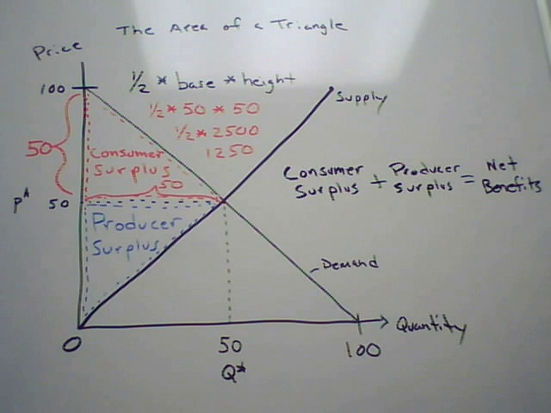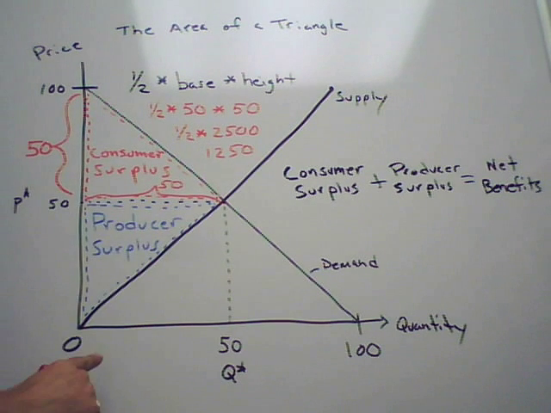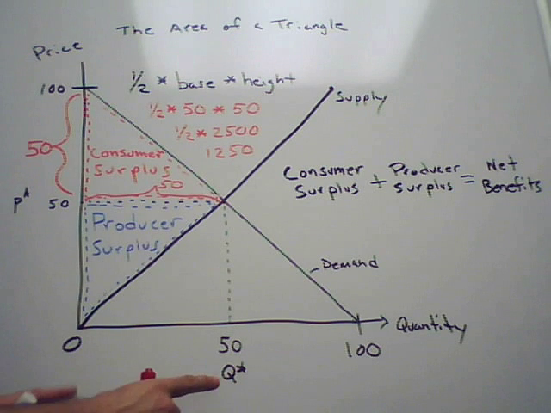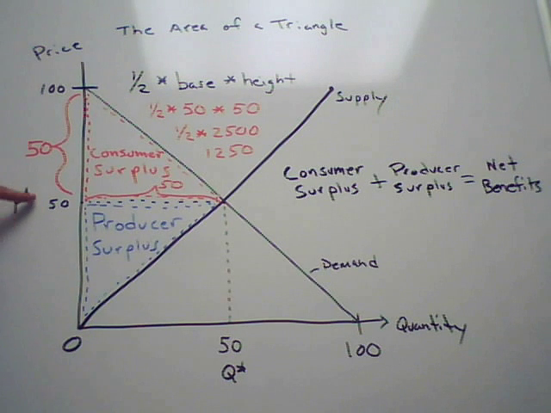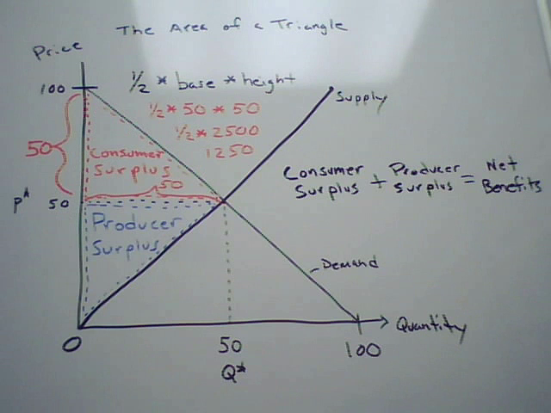So I've got my equation to estimate the value of consumer surplus. It's 1/2 base times height. Well, the base is from here to here, and that's the same distance from here to here. So the base is 50. The height is the distance from the equilibrium price to here, and that distance is equal to 50. So 1/2 times 50 times 50. 50 times 50 is 2,500, and 1/2 of 2,500 is 1,250. So the consumer surplus is equal to 1,250.